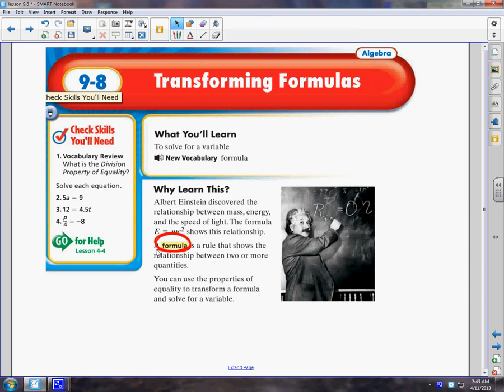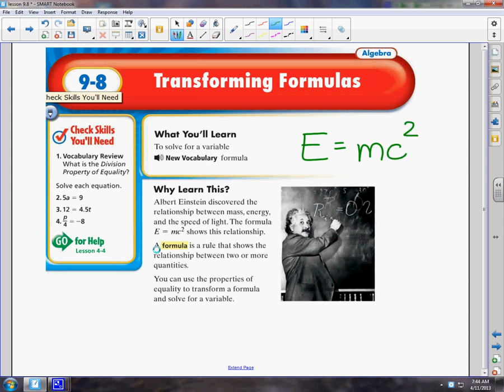So I know a lot of you probably have seen this formula that Albert Einstein discovered, the relationship between mass, energy, and the speed of light. The formula E equals mc squared. Now, here's where you'd use this. Notice that this has no numbers in it. It's all letters. So really, you don't know anything. You know that E equals mc squared.